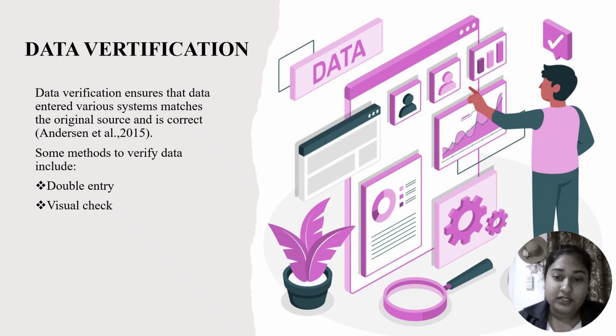Double entry means entering the same data twice to catch any mistakes. The next method is visual check. This means manually reviewing records for errors. For example, a payroll clerk may verify employee salaries against official HR documents to prevent errors. Another example would be verifying a customer's address to ensure it matches official records.